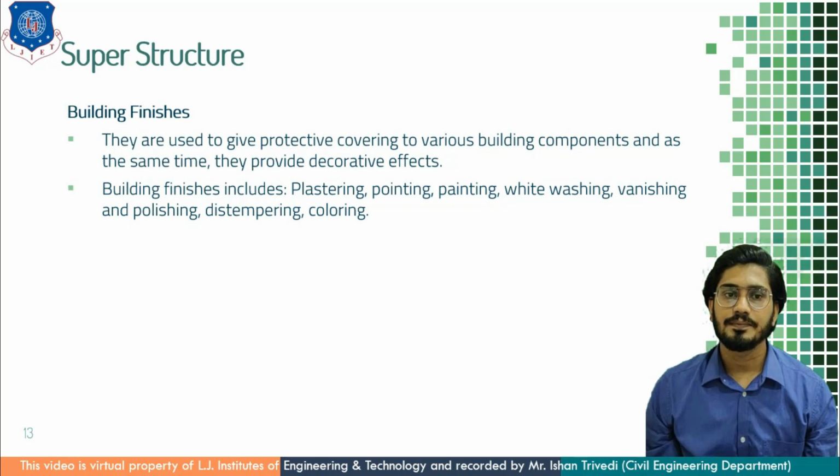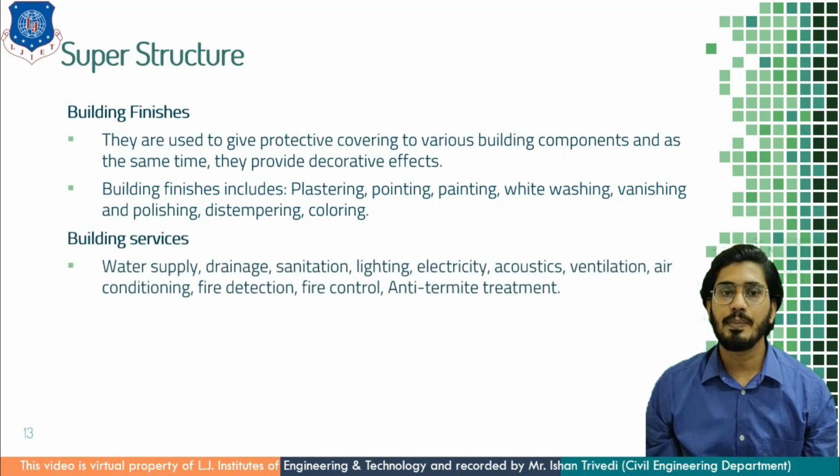Next is building finishes. They are used to give protective covering to various building components and at the same time they provide decorative effects. Building finishes include plastering, pointing, painting, whitewashing, distempering, varnishing and polishing and coloring. These are the decorative effects provided for the aesthetic and appearance of a building from outside as well as from the inner side. Next is building services.